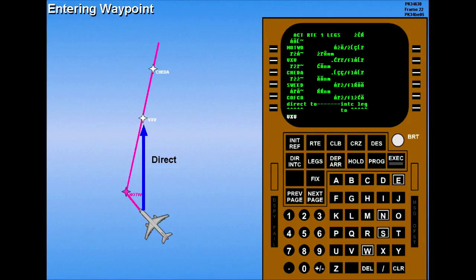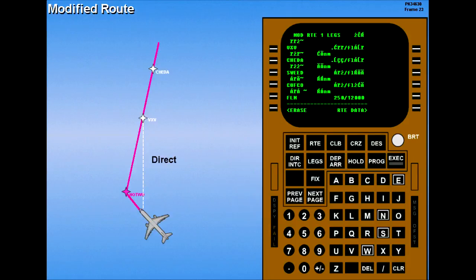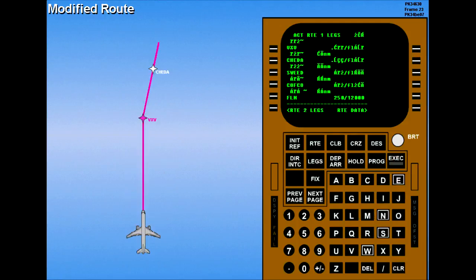Should the Direct To waypoint be off route, use the keyboard to enter it. Then select the scratch pad entry to the Direct To boxes. After checking the HSI for accuracy and correcting any discontinuities on the legs page, the modification may be executed. Now let's try a problem.